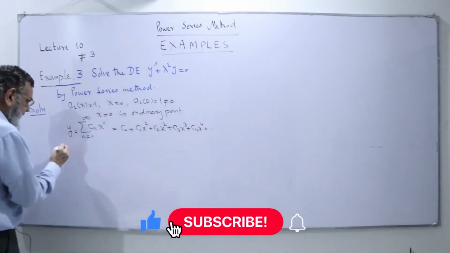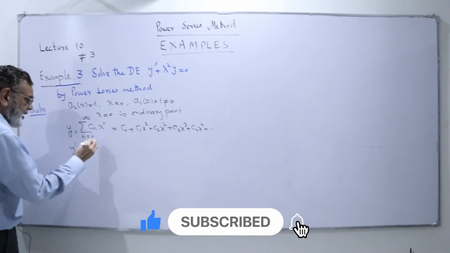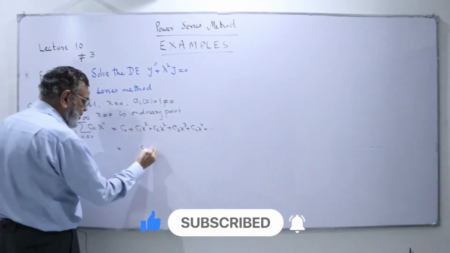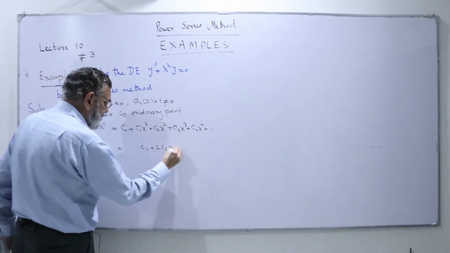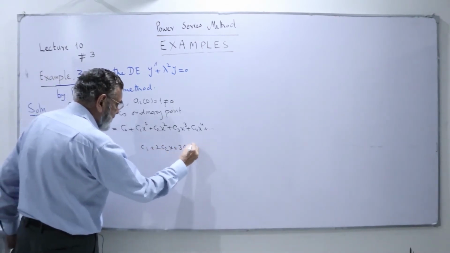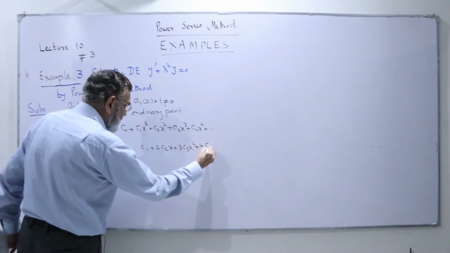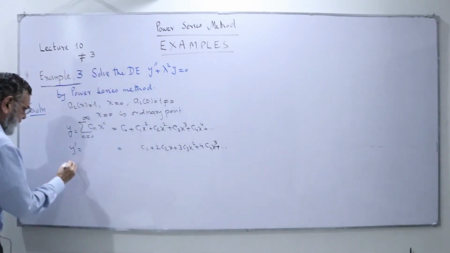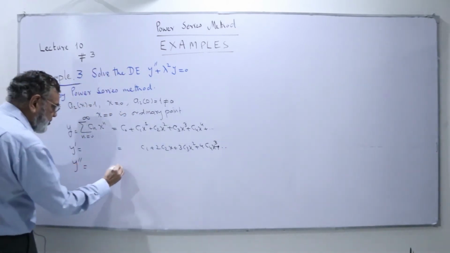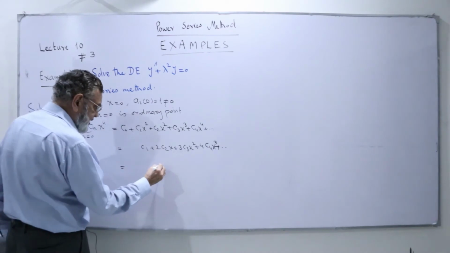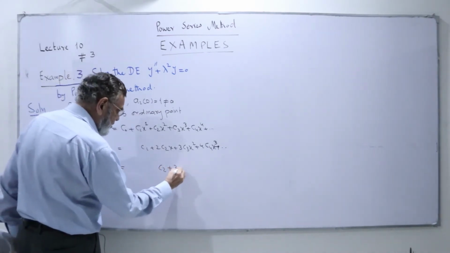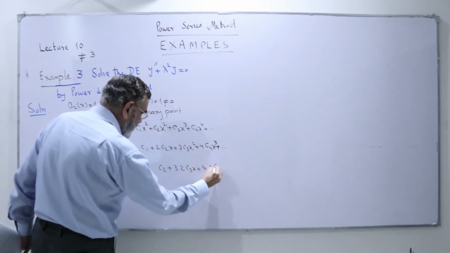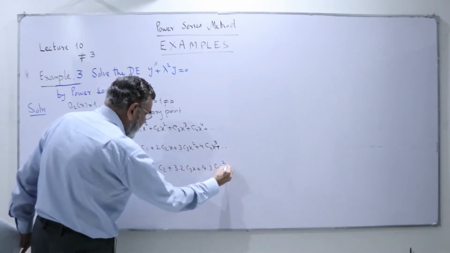When I differentiate this one, I get y dash. This is, I can write, C0 is equal to 0 and we get here C1 plus 2C2x plus C3x square plus 4C4x to power 3 and so on. Now if I take y double dash, then C0 becomes 0, we get C2 plus 3 into 2 C3x plus 4 into 3 C4 x to power 2 and so on.